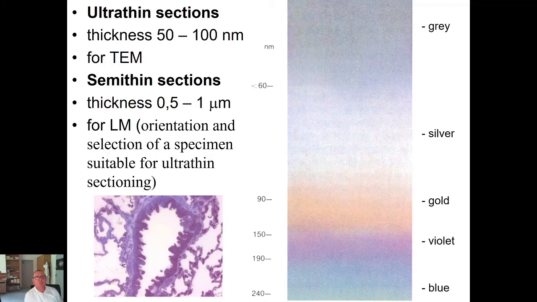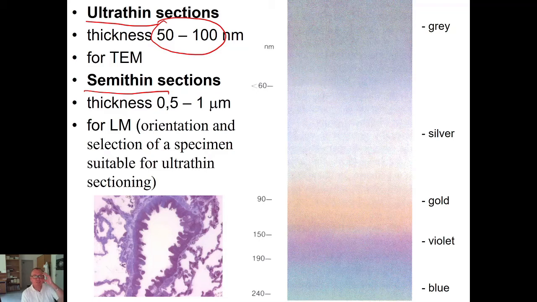The sections which are for electron microscopy, so which are between 50 and 100 nanometers, are called ultra-thin sections. The thicker sections are called semi-thin sections. So there are ultra-thin and semi-thin sections. Semi-thin sections can be used in light microscopy, and why we use them is written here. We use them for orientation and selection of a specimen which is suitable for ultra-thin sectioning.